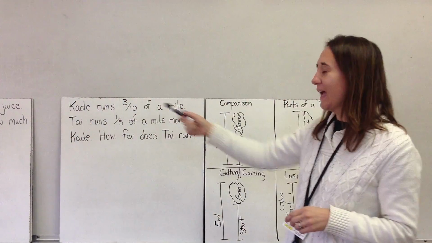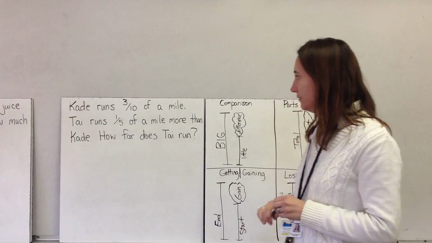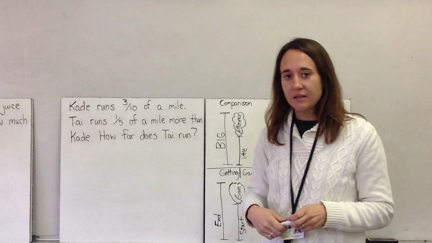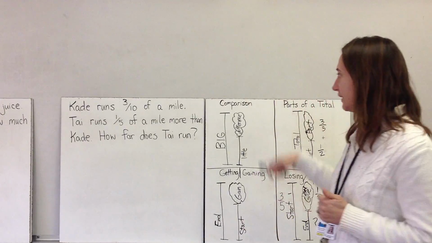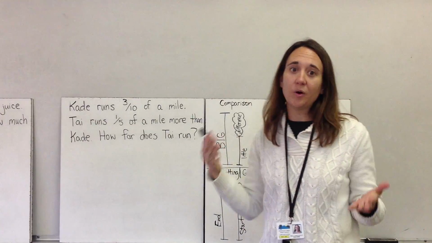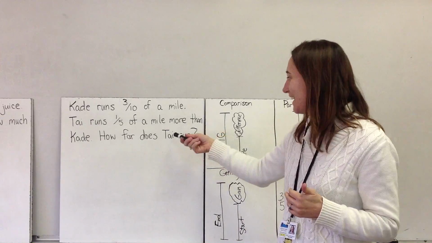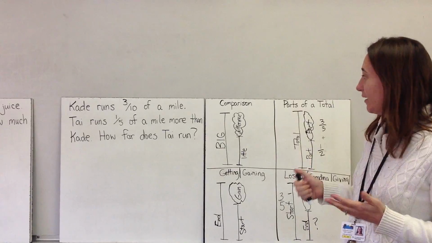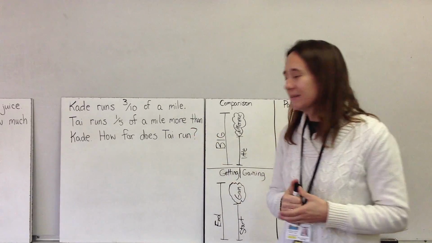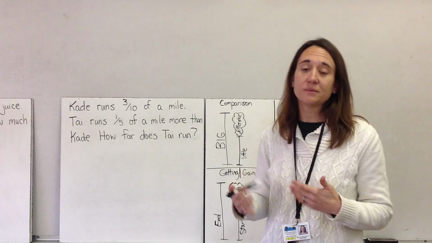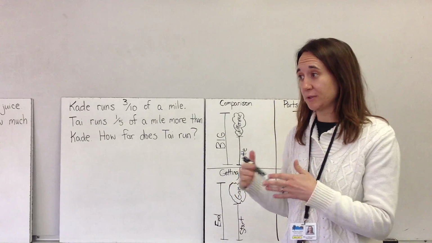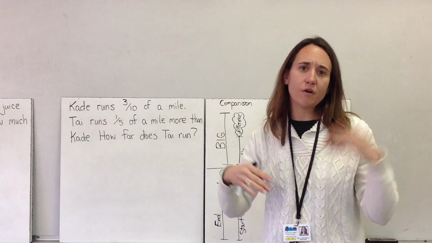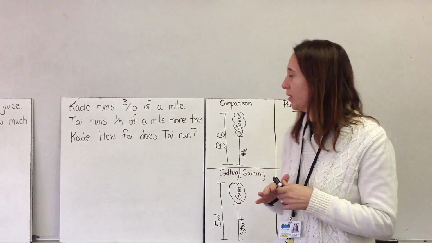Okay, in this one we have Cade runs 3/10 of a mile. Ty runs 1/5 of a mile more than Cade. So this is important. This is clearly a comparison problem. We have two people and we're trying to figure out, it says how far does Ty run? So in this case, it's comparing because we see this more. And sometimes you might see comparison problems are given away when it talks about this person has this much more, or this person did it this much longer, or further, or faster, all those comparison words.